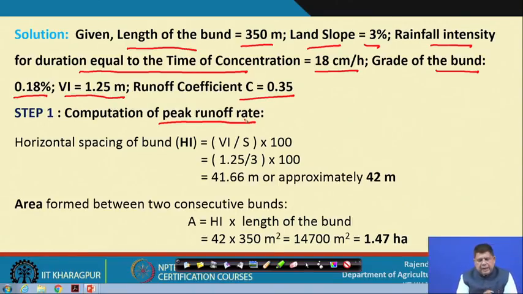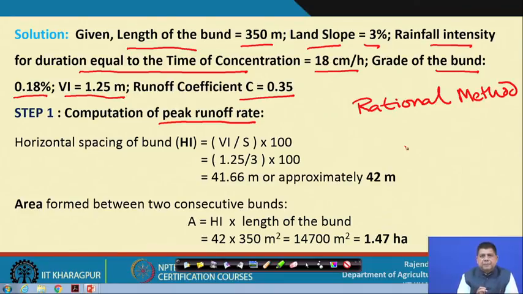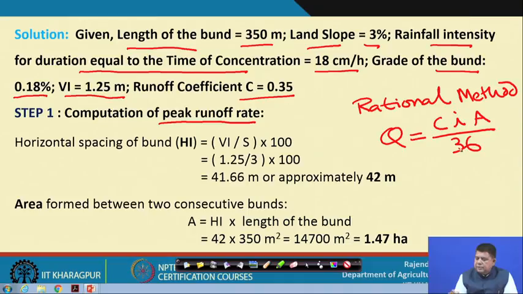Just to remind you, we discussed how to determine the peak runoff rate, and we read that for determining the peak runoff rate from any area, watershed or catchment, we use the rational method, which I also mentioned you should always remember, because this is such a fundamental thing. It is given as Q = CIA/36. This is the formula.